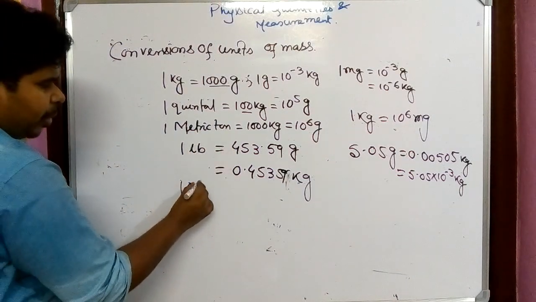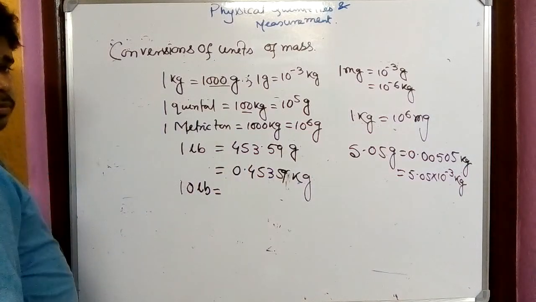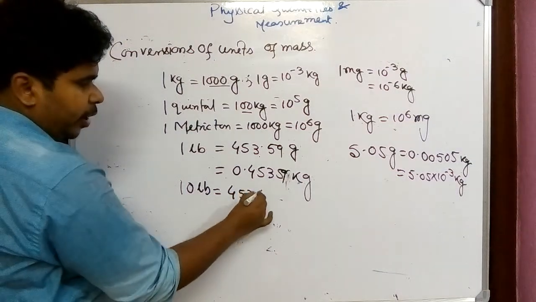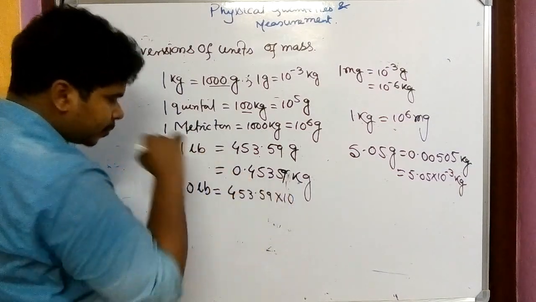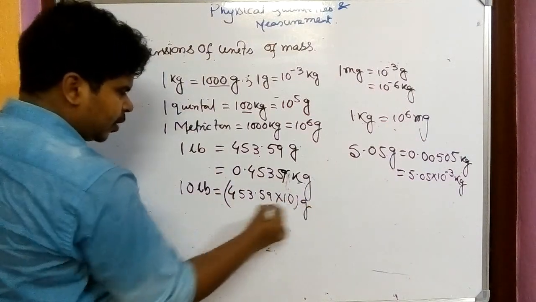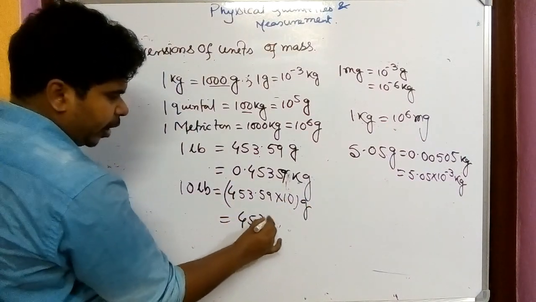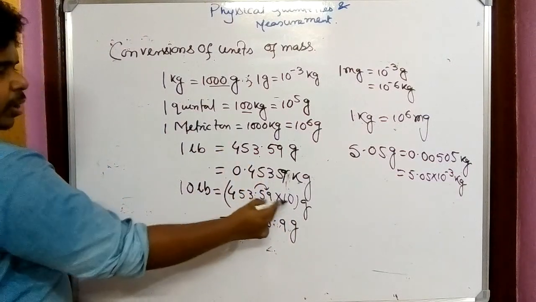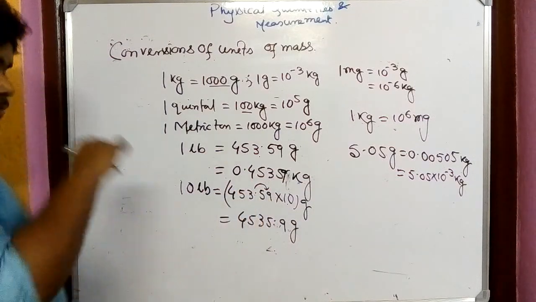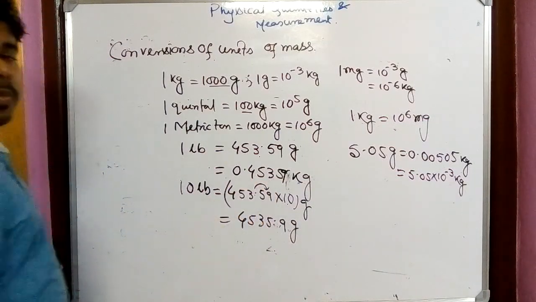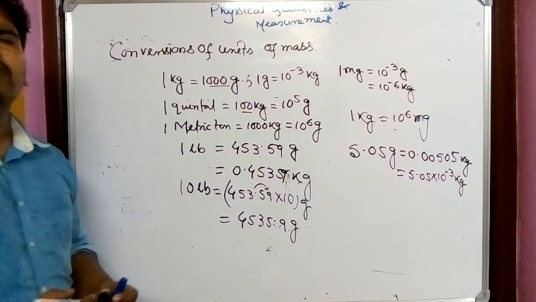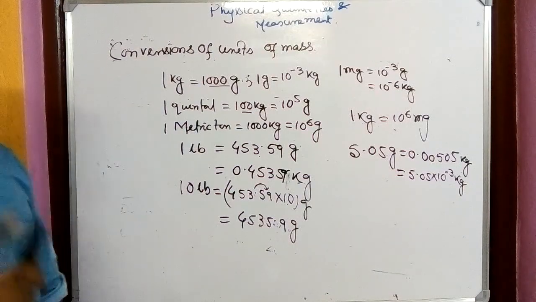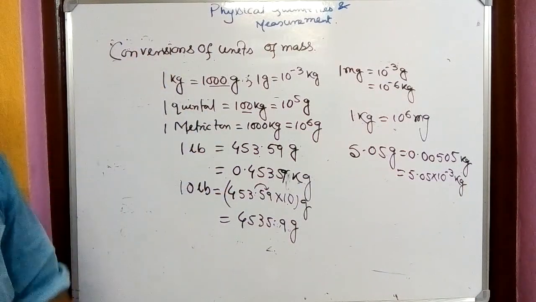If it is told 10 pound equals how much gram? So we have to multiply this with 10, that is 453.59 into 10, and here it is coming 4535.9 gram. Simple thing, the decimal point will be shifted by 1 as it is 10. If it is 100, then it is shifted by 2. So simple types of calculations are there. I think you can do any sort of conversions for mass.